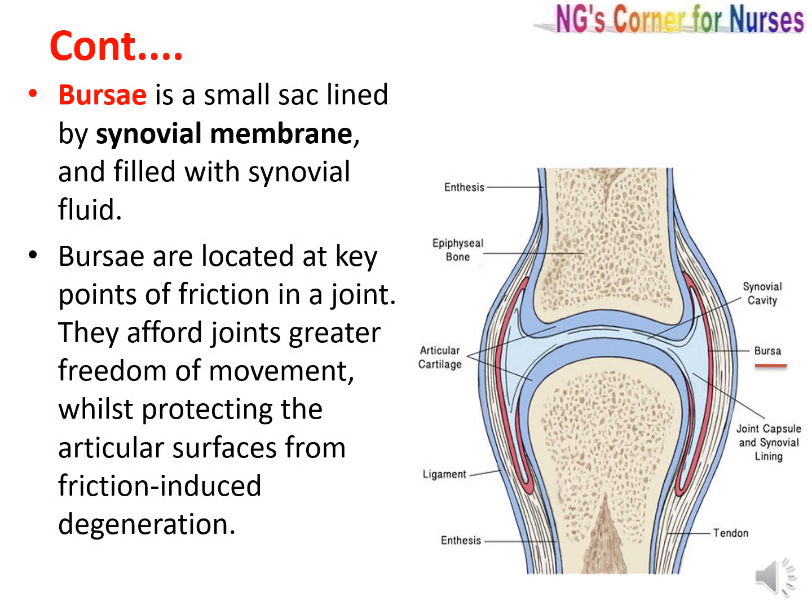Next is bursa. Bursa is a small sac lined by synovial membrane and filled with synovial fluid. These are located at key points of friction in a joint. They afford joints greater freedom of movement whilst protecting the articular surfaces from friction induced degeneration.